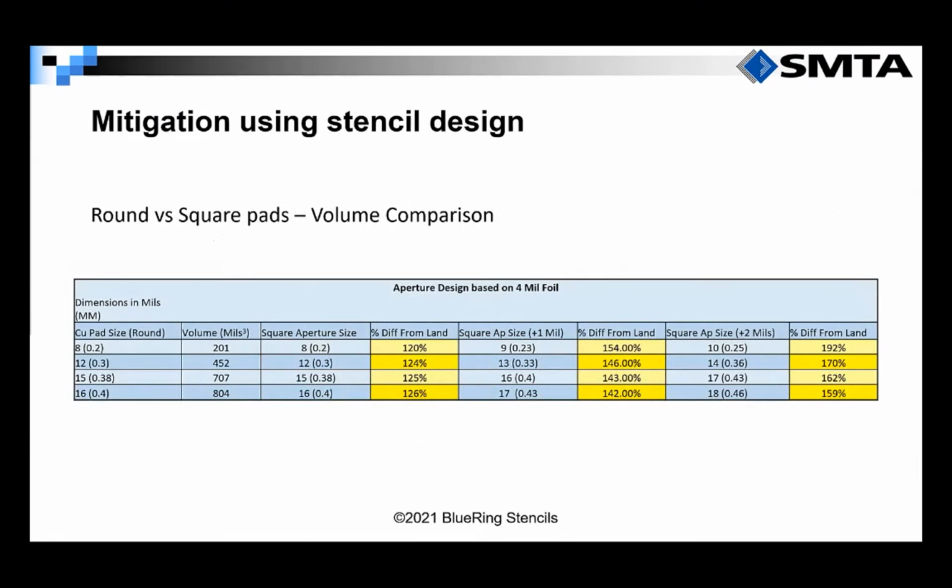Again, I always use a corner radius when I'm creating these square apertures. So in these examples, I used a 2 mil radius, and the volumes shown are the result of the radius design. So you can see adding just half a mil per side to these apertures can increase the volume versus the original round pad by 42 to 54%. And if we add 1 mil per side to the aperture, or 2 mils in the X and the Y, we add 59 to 92% more volume to the paste deposit. So this is a very useful tool when working to eliminate head and pillow defects.